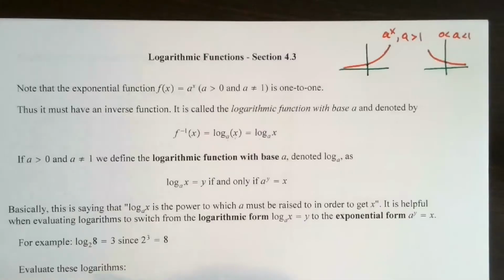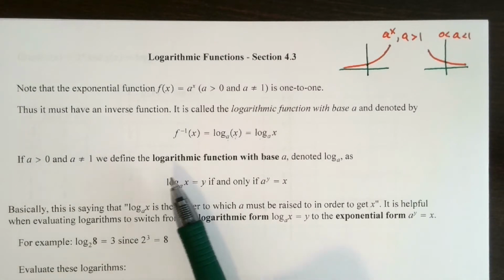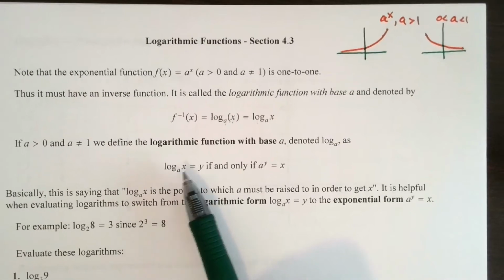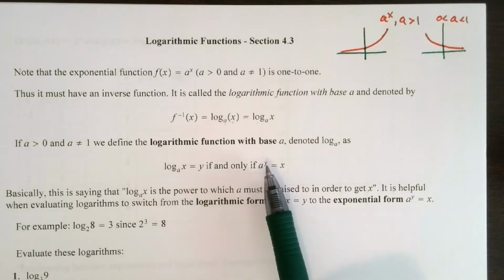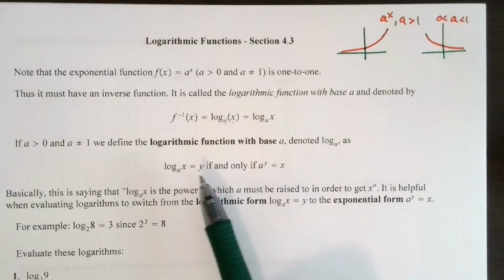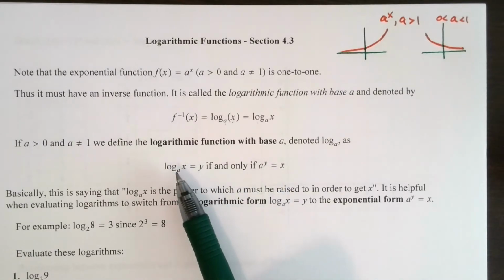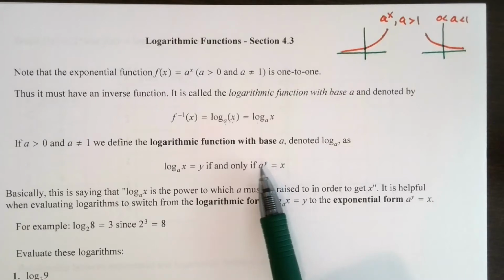Okay, so now we can define these functions. If a is greater than 0, again, not equal to 1, we define the logarithmic function with base a this way. So how do we determine outputs? Log base a of x equals y if and only if a to the y equals x. So take a look at this. What is y? Y is the logarithm, we say. The value of the logarithm when I plug in x is y. And so what is a logarithm? What is y in this problem? It is an exponent. If you don't get anything, make sure you get this.